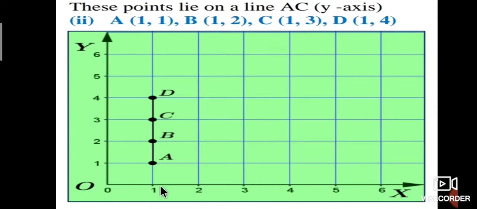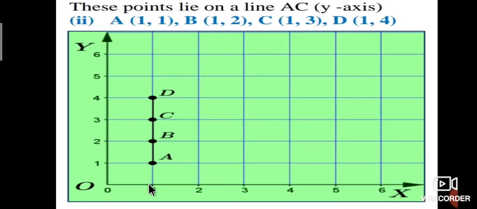Okay, this is the point (1, 1). Along the x-axis 1 point, along the y-axis 1 point. The intersection of the x-axis and y-axis is (1, 1). Similarly, along the x-axis 1, this is (1, 2), along the y-axis this is 2.